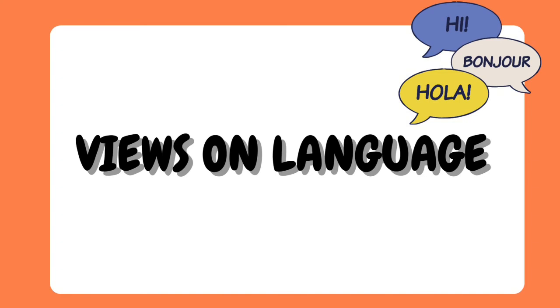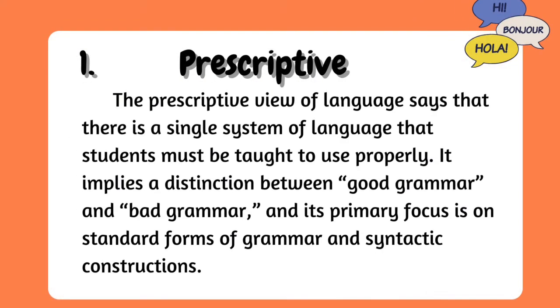Views on language. The prescriptive view of language says that there is a single system of language that students must be taught to use properly. It implies a distinction between good grammar and bad grammar, and its primary focus is on standard forms of grammar and syntactic constructions.